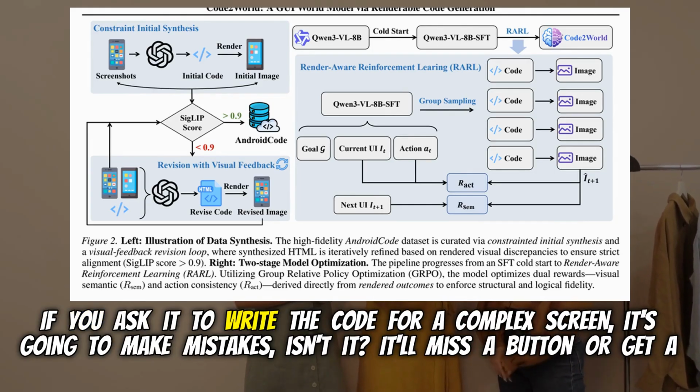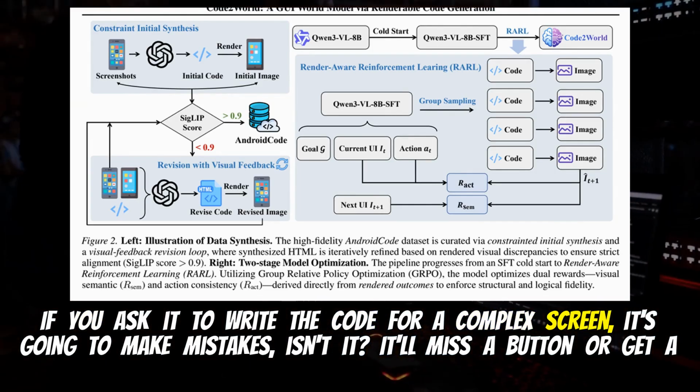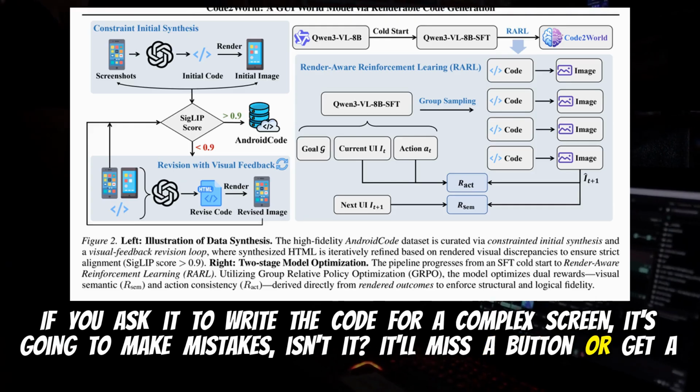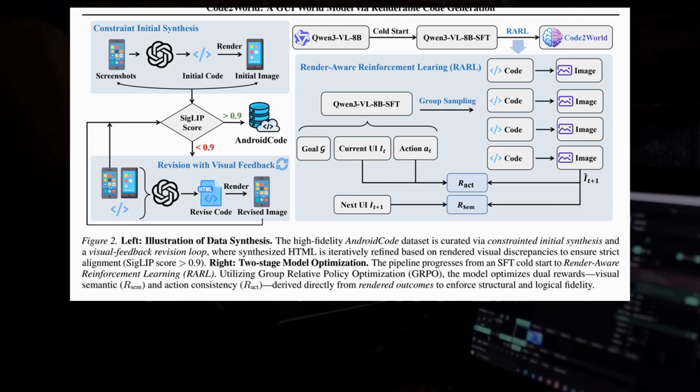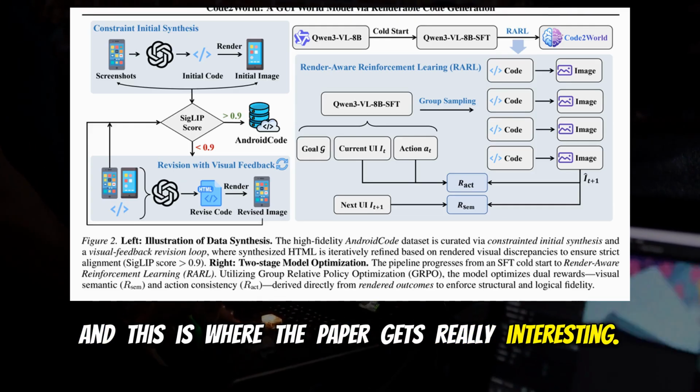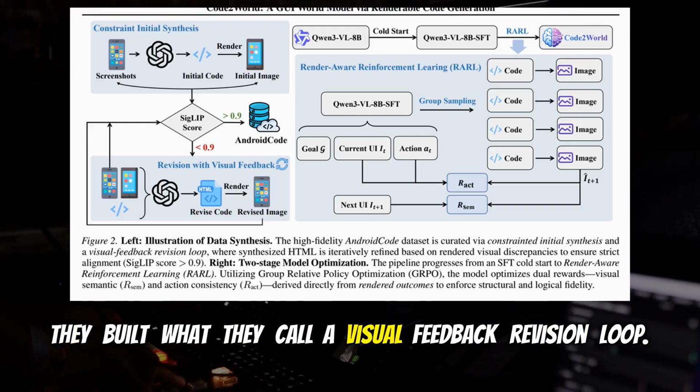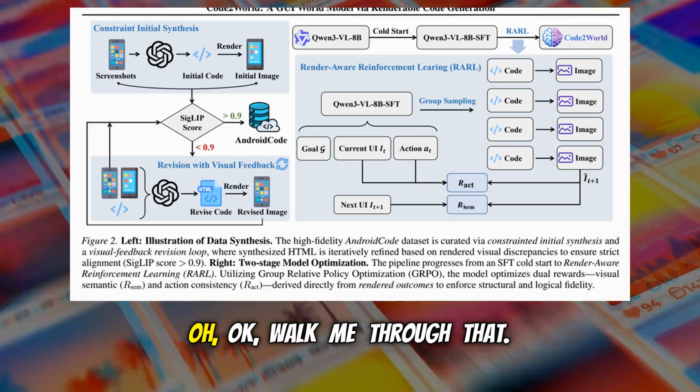If you ask it to write the code for a complex screen, it's going to make mistakes, isn't it? It'll miss a button or get a color wrong. It does, for sure. And this is where the paper gets really interesting. They built what they call a visual feedback revision loop. Oh, okay. Walk me through that.